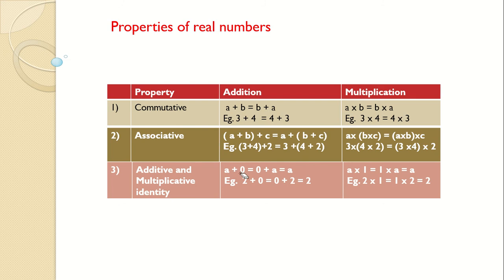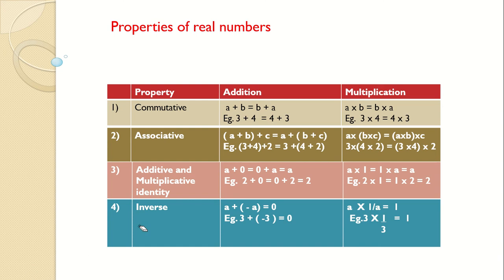Next is additive and multiplicative identity. Now here 0 is called the additive identity of real numbers and 1 is called the multiplicative identity of real numbers. Now what does this mean? Whenever you add any real number with 0, the answer is going to be the same. And whenever you multiply 1 with any real number, the answer is still the same. So 1 is called the multiplicative identity and 0 is called the additive identity.